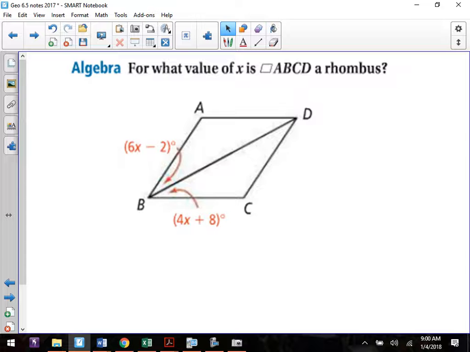But if I look at the size of those angles, they look about the same size. So if I had to guess, an educated guess, a hypothesis.